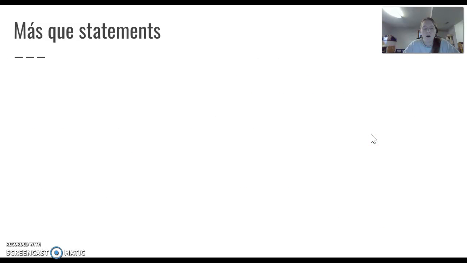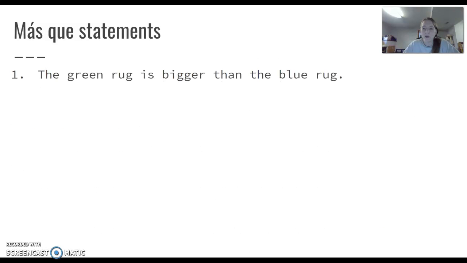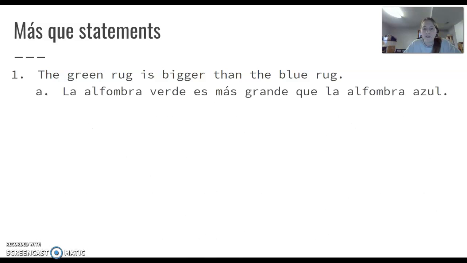Okay, so our más que statements, go ahead and write these in español. So the green rug is bigger than the blue rug. So you're going to word it, the rug green is more big than the rug blue. Okay? So I'll give you just a second to write that. Or you can hit pause and then hit play when you're done. La alfombra verde es más grande que la alfombra azul. It's more big than.